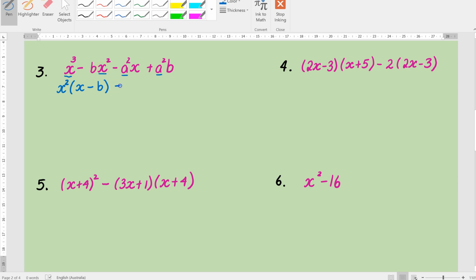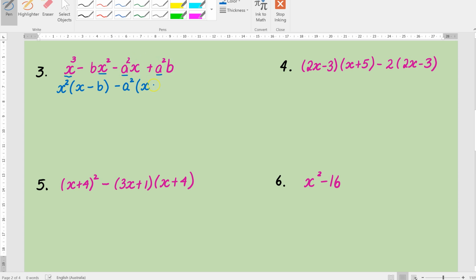Now I'm not really sure where this is going. I'm having a look because I had lots of common issues here. So we'll just see if something pans out. What have we got here? We've got a squared is a common factor. A squared here, and lo and behold, when I pull this common factor out, a squared times x gives me ax squared.